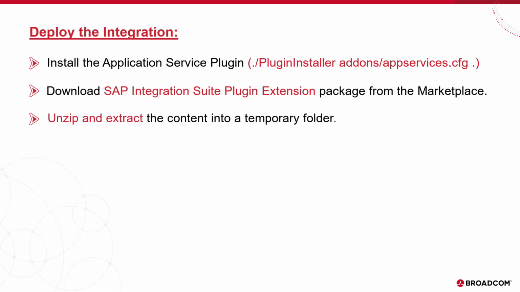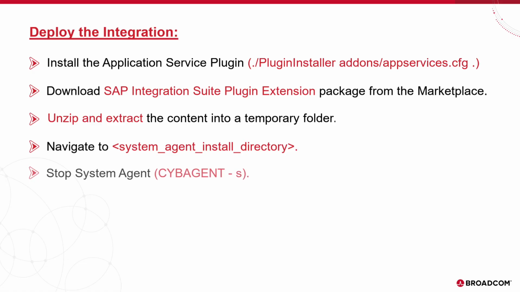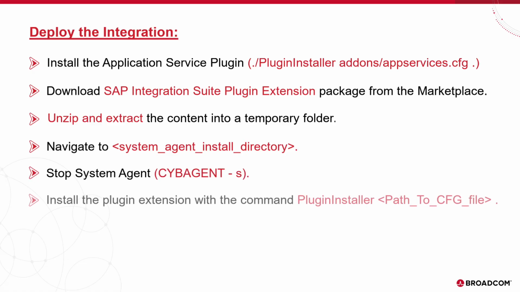Unzip the package and extract the content into a temporary folder. Navigate to the System Agent install directory. Next, we must stop the System Agent with the cybagent -s command. Install the plugin extension with the command plugininstaller, path to CFG file. Now, restart the System Agent with the cybagent -a command. Remember, this integration uses the SAP Integration Suite public REST API.